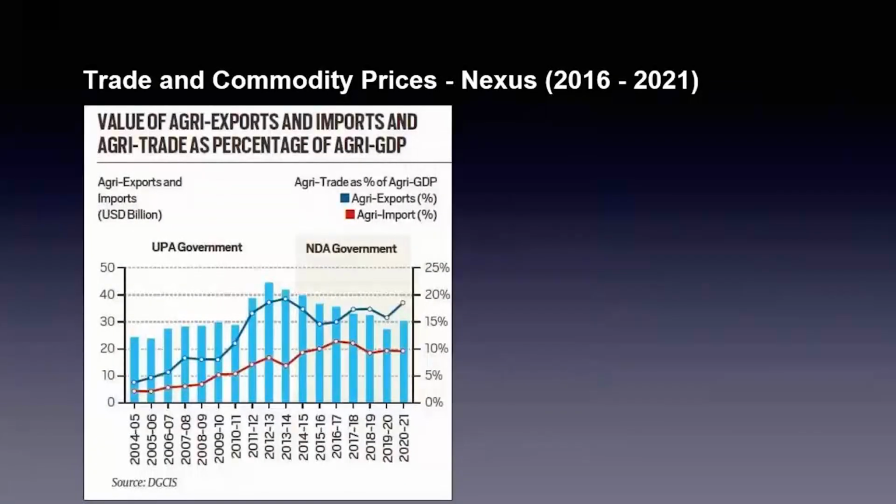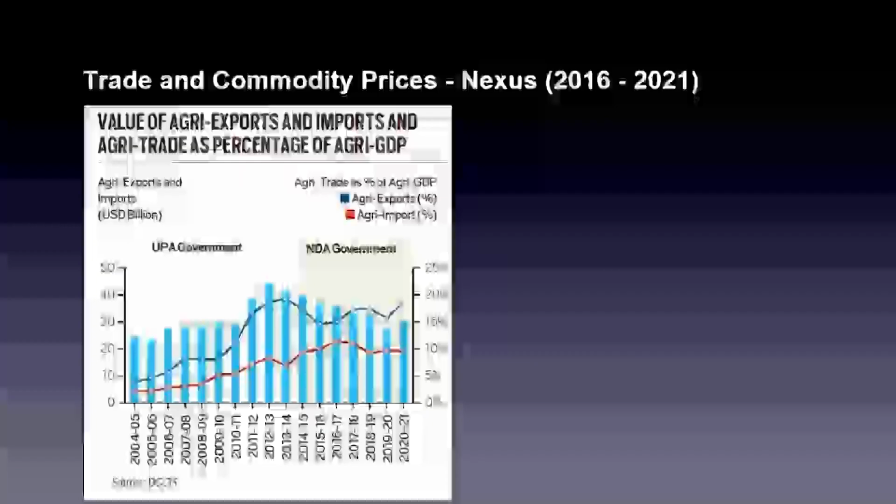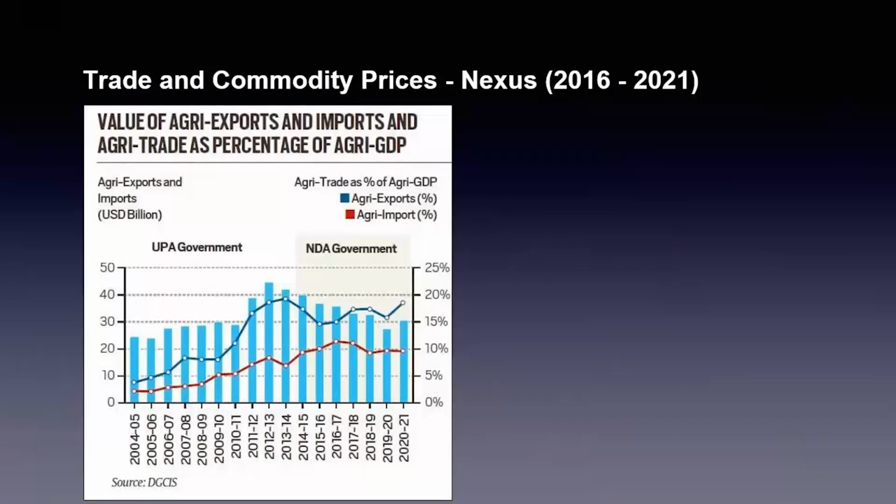Once again, this is to state the value of farm exports and imports as a percentage of agri GDP. So normally the agri GDP hovers around 13 to 16% or whatever it may be. And all along you can see from 2004-5 to 2020-21, the growth in farm exports and the value.